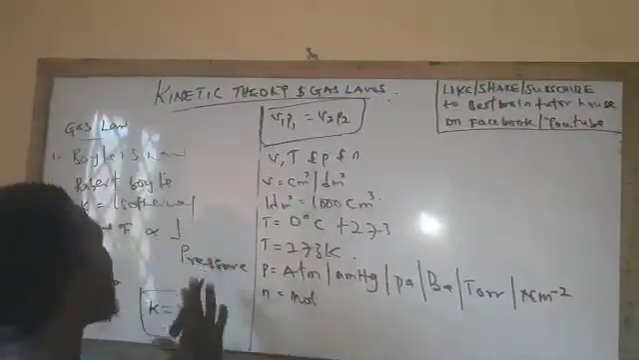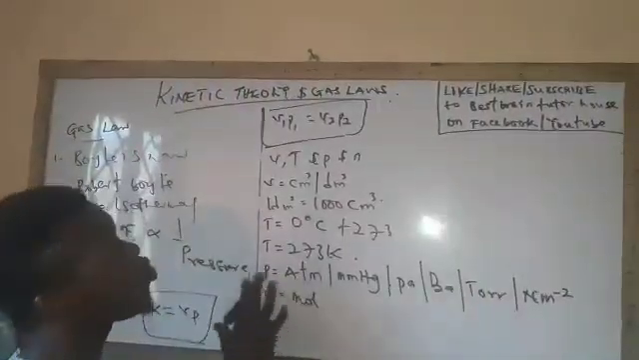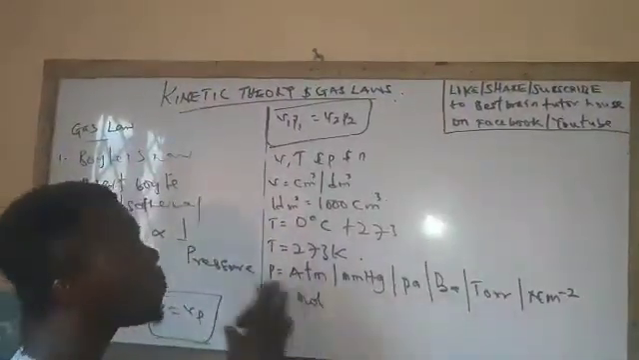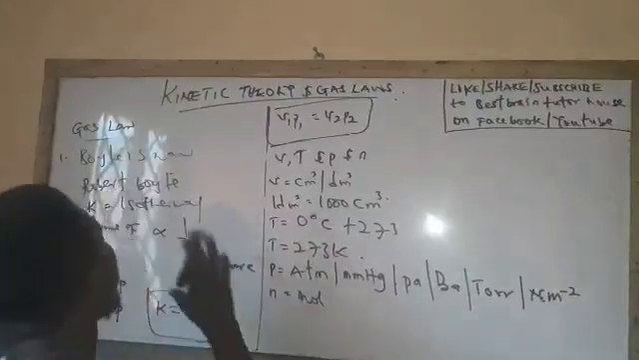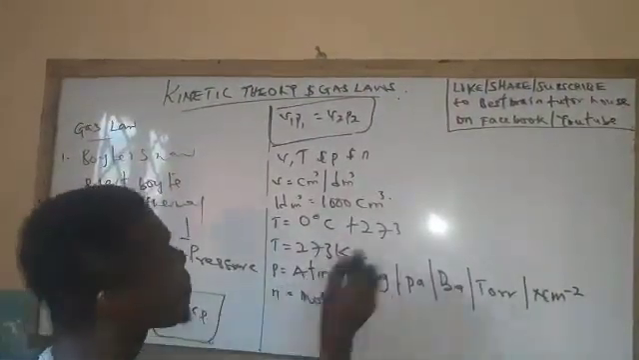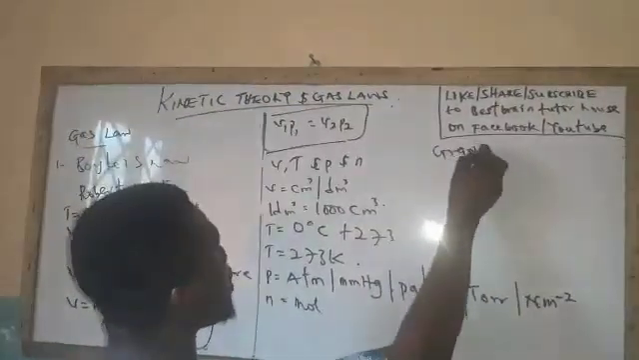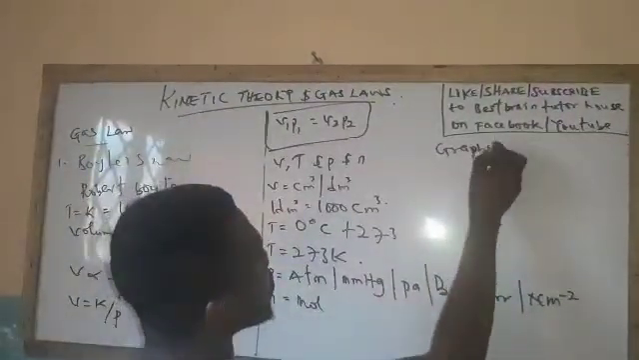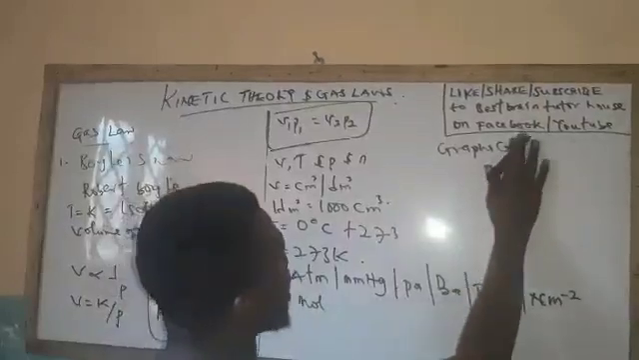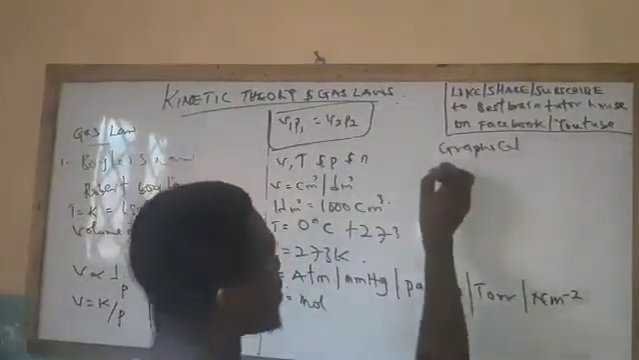These are common parameters that are used to describe or explain the behavior of gas laws. Now, having known this to be Boyle's law, let us go by the graphical representation of Boyle's law. The graphical representation of Boyle's law is given as this.